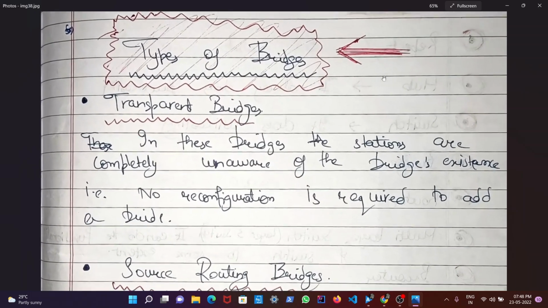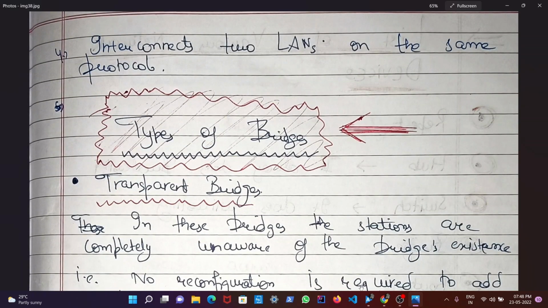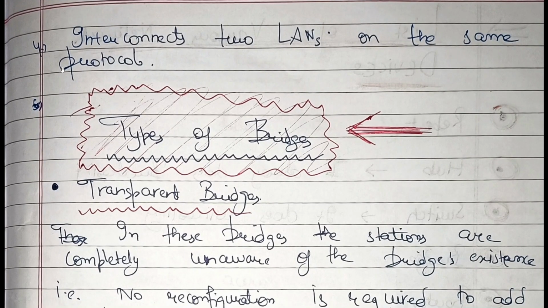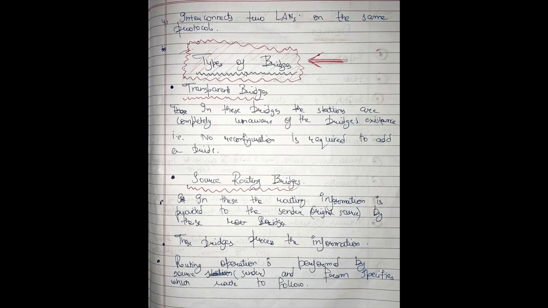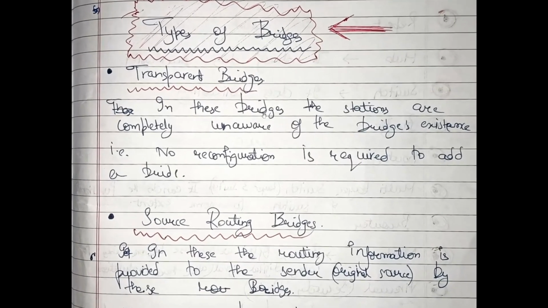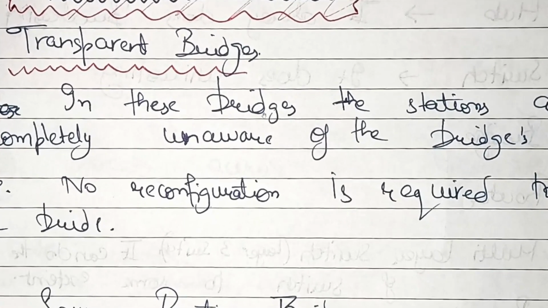Now it's written over here that it interconnects 2 LANs on the same protocols. It can connect 2 LANs that are working on the same protocol. Alright. So this was about what bridges are. Now there are 2 types of bridges, that is transparent bridges and source routing bridges. So first of all, let's look at the transparent bridge.